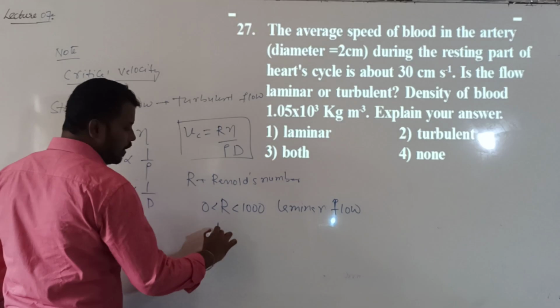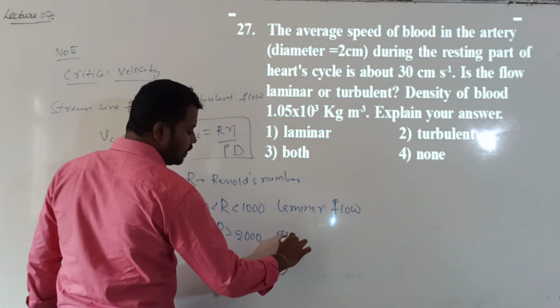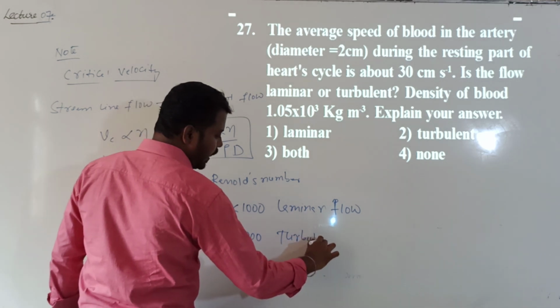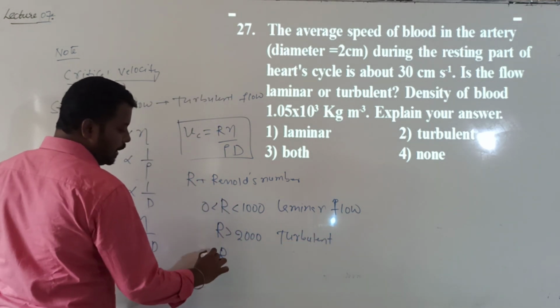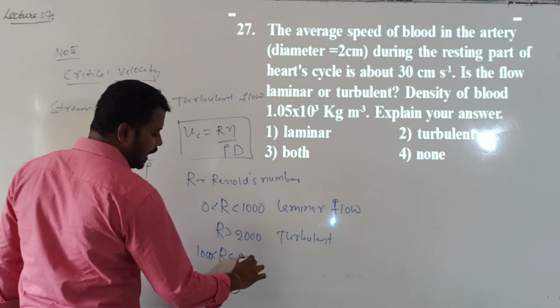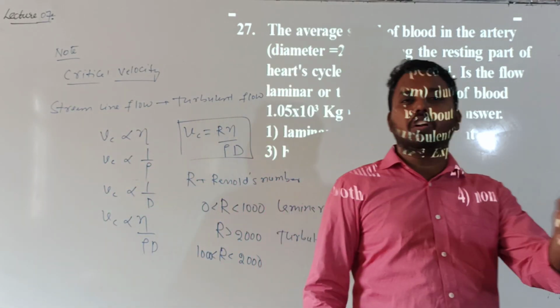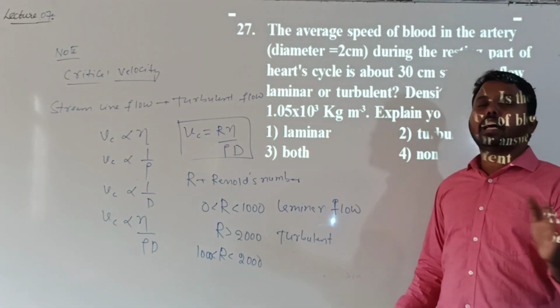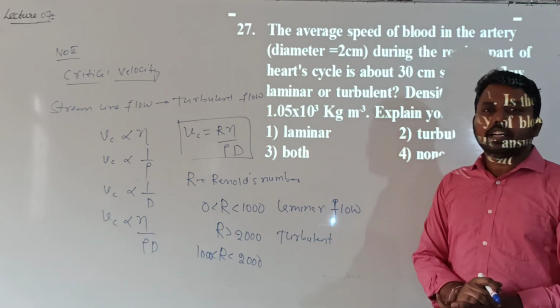Whenever the R value is greater than 2000, the flow will be turbulent. Whenever the R value is in between 1000 and 2000, the flow will switch between laminar and turbulent. It will fluctuate, so it may convert into either laminar or turbulent.